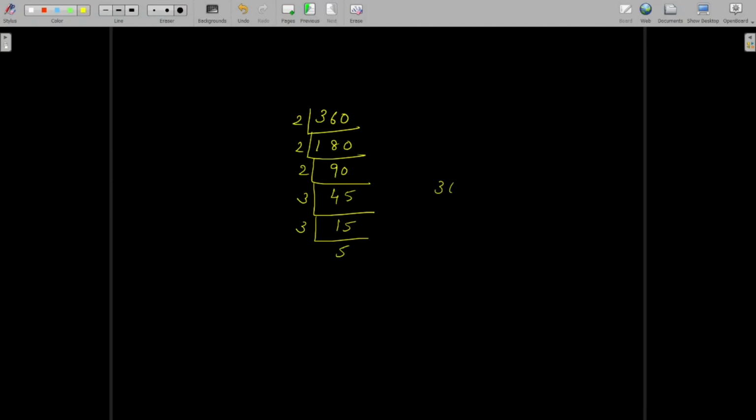So we can express 360 as 2 into 2 into 2 into 3 into 3 into 5. We can combine the like primes and we have 2 raised to 3 into 3 raised to 2 into 5 raised to 1, which is the canonical form of 360.